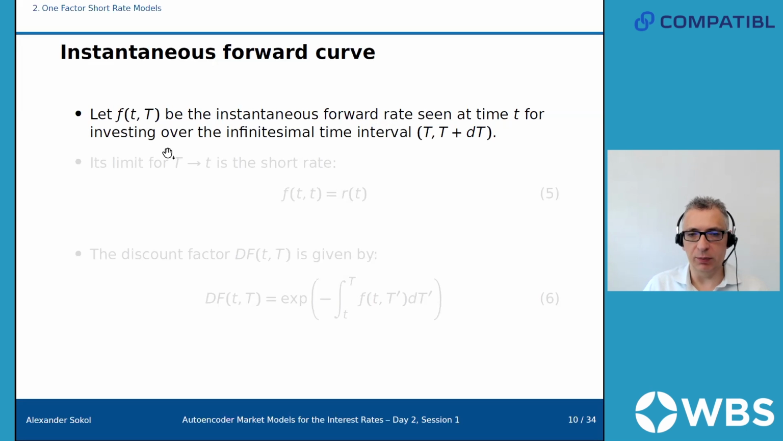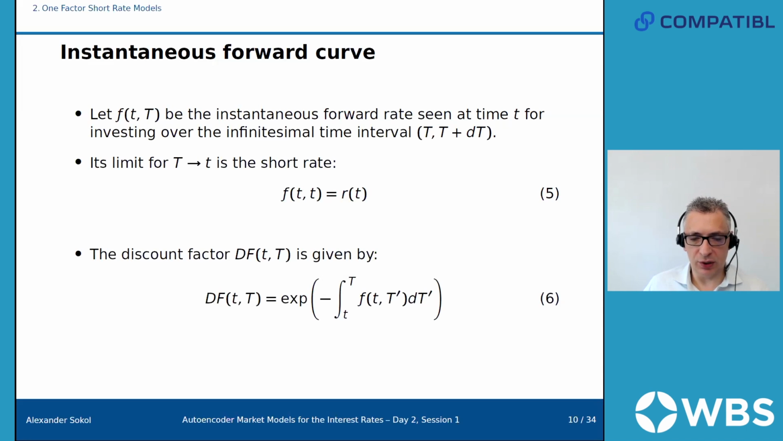There are models like the LIBOR market model that use the simple forward over a finite period, but right now we're talking about an infinitesimal period. The limit of the forward rate when both arguments are the same is the short rate, of course. And the discount factor is connected to the instantaneous forward by this expression.